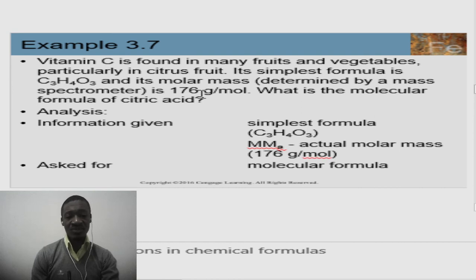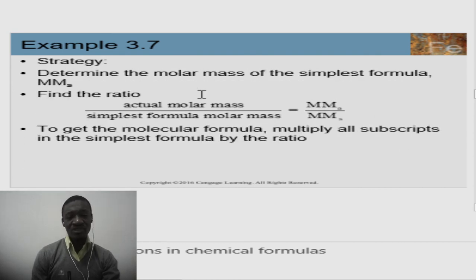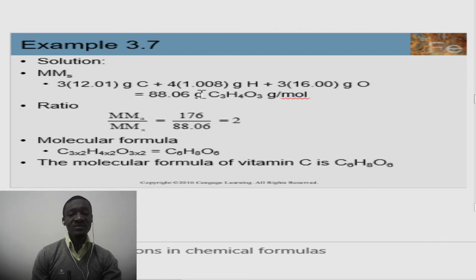So hence, how do we solve that? What we basically do, we'll actually find the actual mass, which is what is given, and then we find the simplest formula molar mass. When we divide that, and you know there's a reason why we put a small number underneath, so that we have a whole number, because we said the whole number is what we are looking out for. So when we get the whole number, we multiply it through the simplest formula to know what exactly it is. So we do it like this.